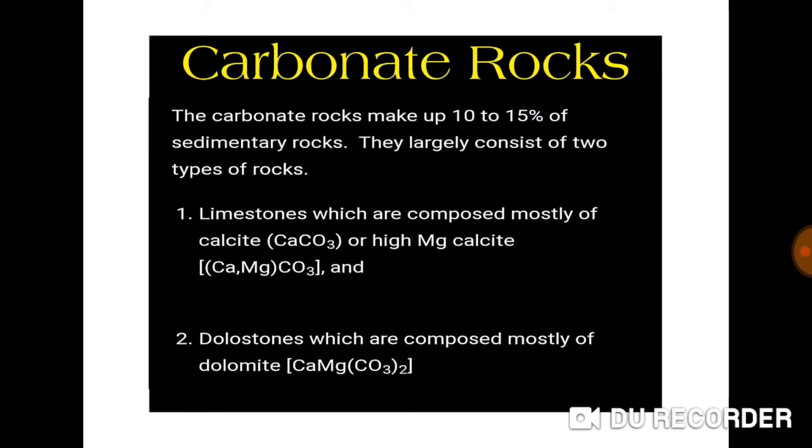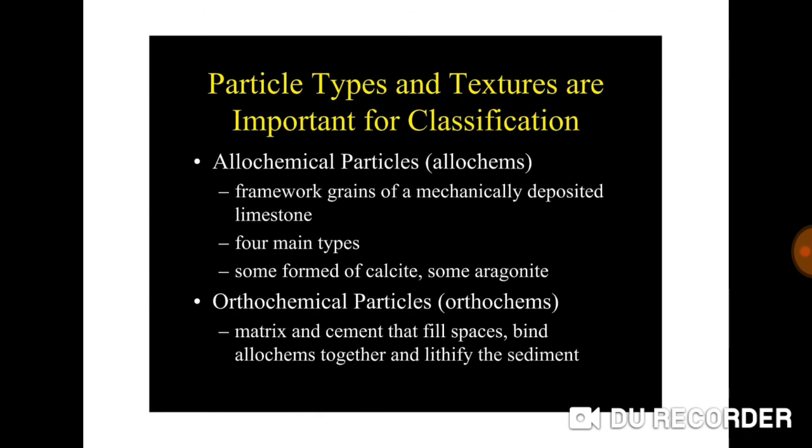Carbonate rocks make up 10 to 15% of sedimentary rocks. They largely consist of two types of rock. First is limestone, which is composed mostly of calcite, whose chemical formula is CaCO3, or highly magnesium calcite, and dolostones, which are composed mostly of dolomite, whose chemical formula is CaMg(CO3)2.